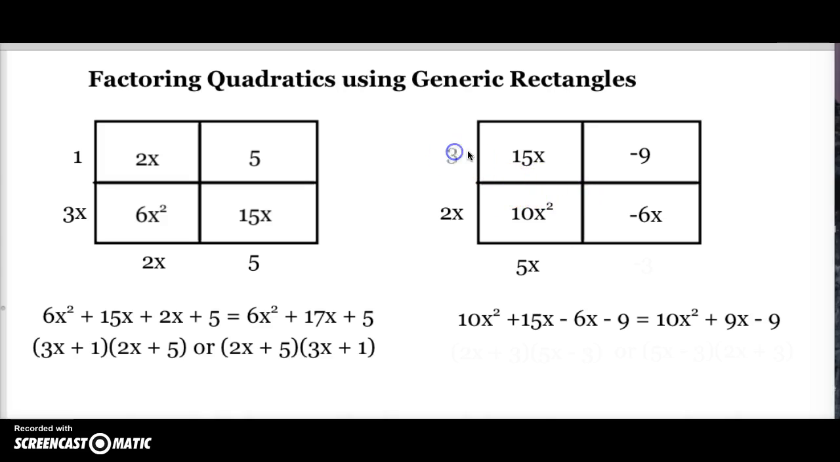5x times 3 is going to be 15x. And since this is a rectangle here, I know that this length also has to be 2x. Well, 2x times my negative 3 is going to be negative 6x. And I can check my last box by taking negative 3, which is the length right there, and positive 3, which is the length right here, and getting a product of negative 9. Again, I can write this in two ways. I can write this as 2x plus 3 times 5x minus 3, or I can write that as 5x minus 3 times 2x plus 3.